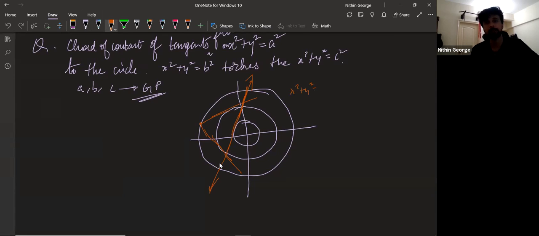x square plus y square equal to a square is the outer circle. x square plus y square equal to b square is the inner circle, and the innermost circle will be x square plus y square equal to c square. Now what do we do here? Guys, can you please try now?